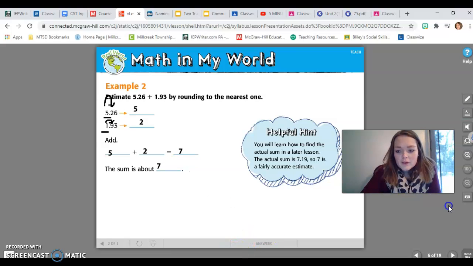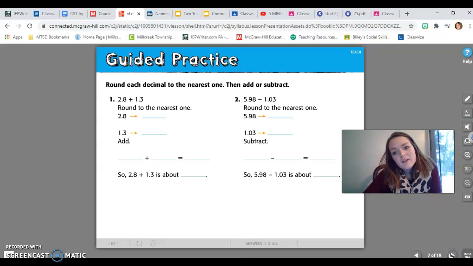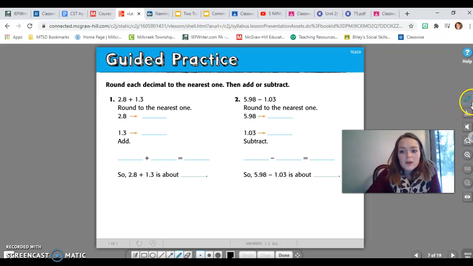Great work. Okay, Mrs. Blythe is going to do a few with you, and then I'll ask you to do some independent on your own. So remember, we are going to be rounding to the nearest ones column, and we're going to be adding or subtracting today. So let's look at number 1. For guided practice, it says 2.8 plus 1.3. So we're going to round to the nearest 1. Mrs. Blythe is going to underline our place value and draw our arrow to see whether we are bumping it up or dropping it off.